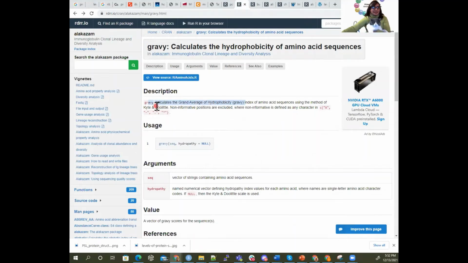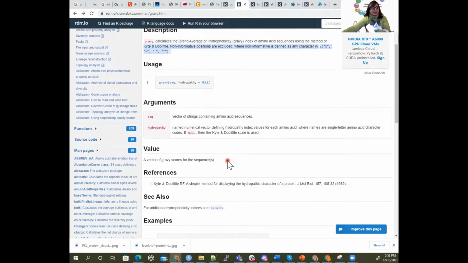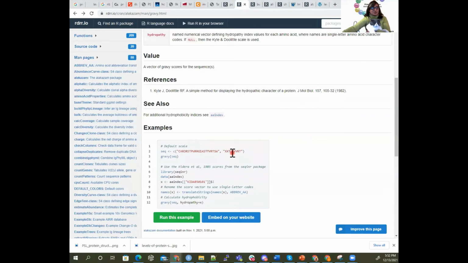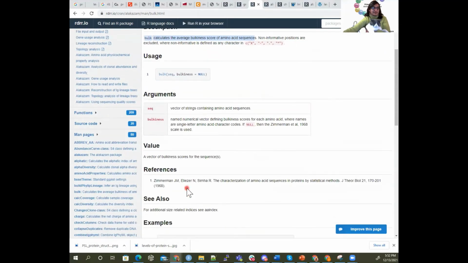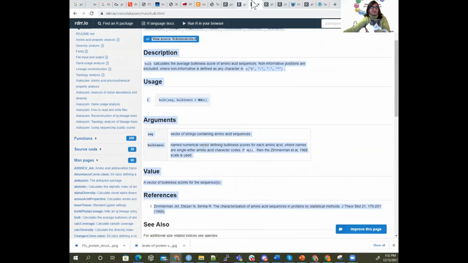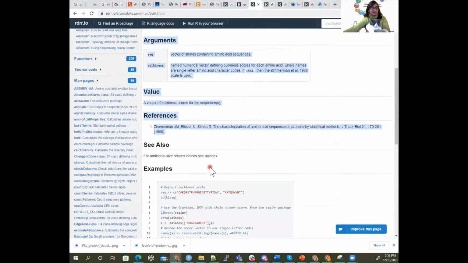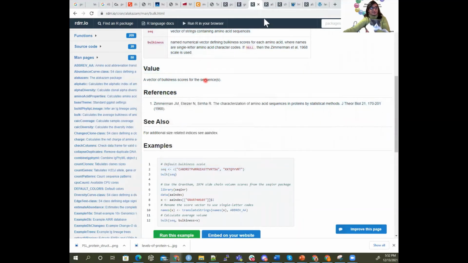And then there's gravy that calculates the grand average of hydrophobicity, the GRAVY index of amino acid sequences, using the method of Kyte and Doolittle. Again, they get rid of non-informative positions. They just need these sequences to calculate this. Then there's bulk, which calculates the average bulkiness, how chunky amino acids are in the sequence, and they don't consider the non-informative positions. This is the reference they're using, a vector of bulkiness scores for the sequences that you give. Again, they just need amino acid sequences like what I've shown.